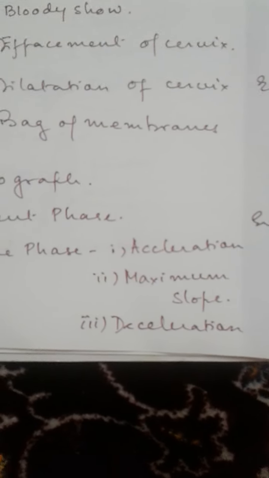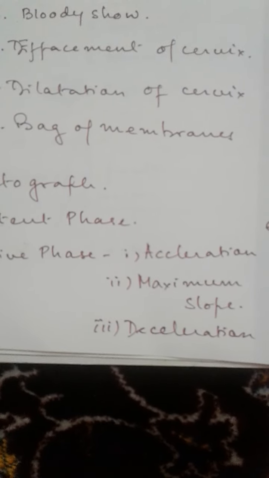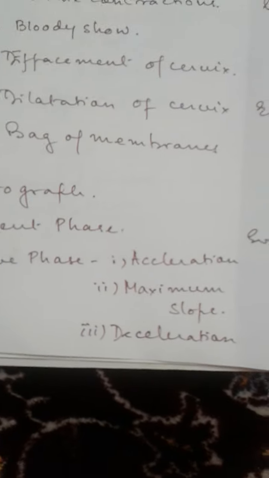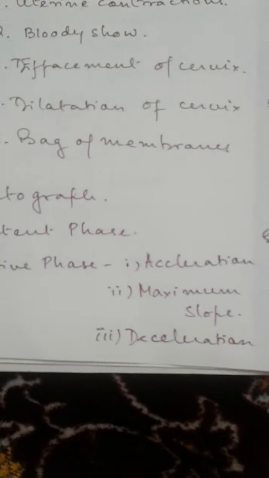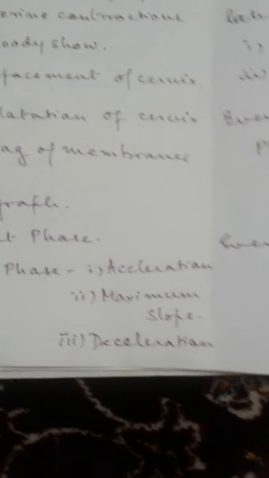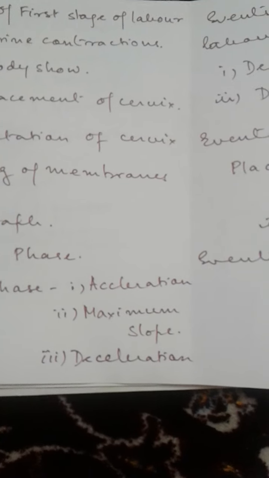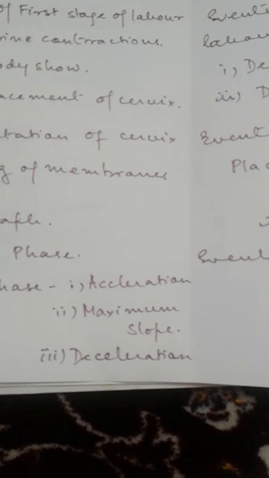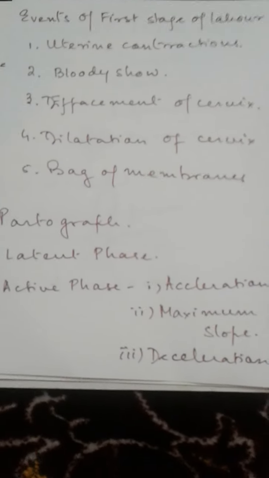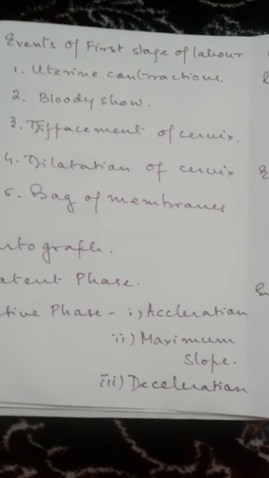Friedman developed the concept of 3 functional divisions of labor: the preparatory phase, the dilatational phase, and the pelvic division. The dilatational phase corresponds to the phase of maximum slope. That is the phase in which the dilatation occurs at a rapid rate and it is not affected by either sedation or analgesia.